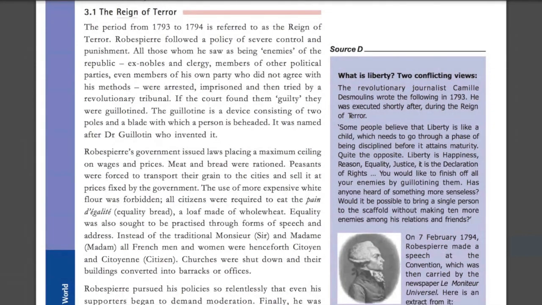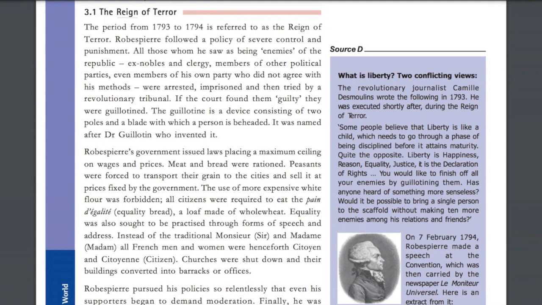The guillotine was not created by Robespierre. Robespierre followed a policy of severe control and punishment. All those whom he saw as enemies of the republic, who were ex-nobles and clergy, members of other political parties, even members of his own party who did not agree with his methods, were arrested, imprisoned, and then tried by a revolutionary tribunal. If the court found them guilty, they were guillotined.